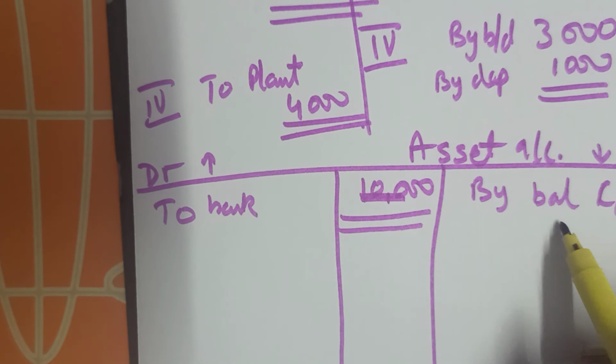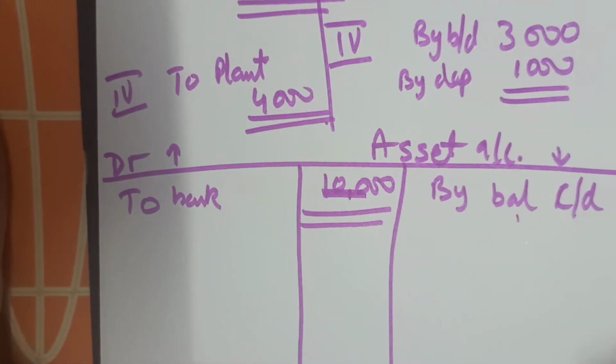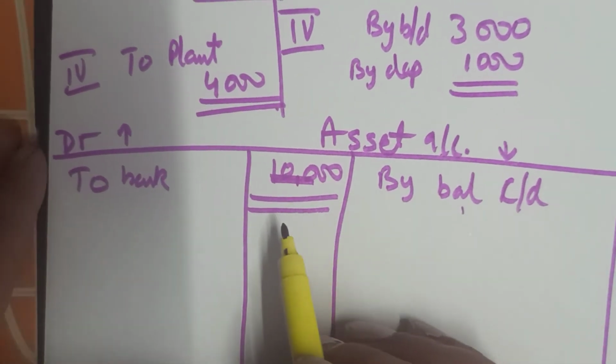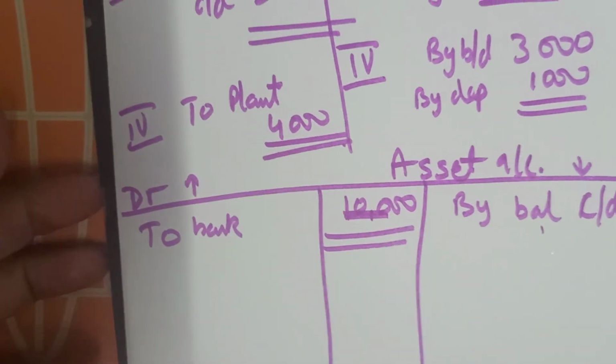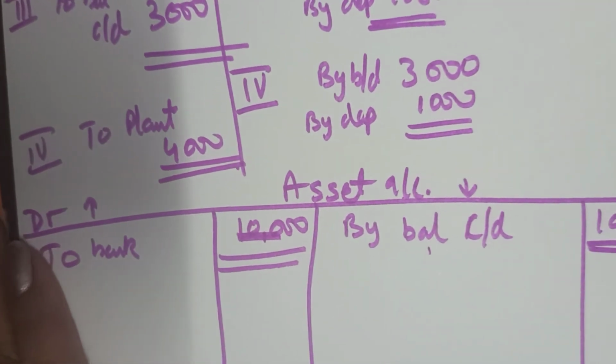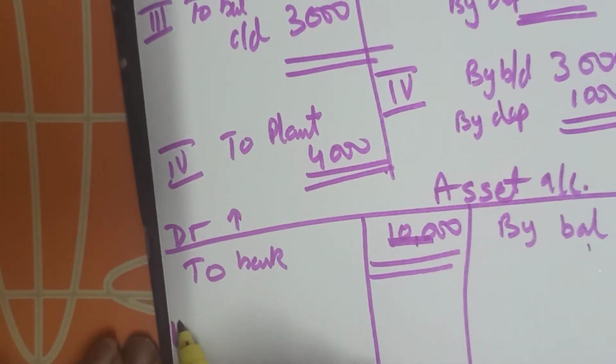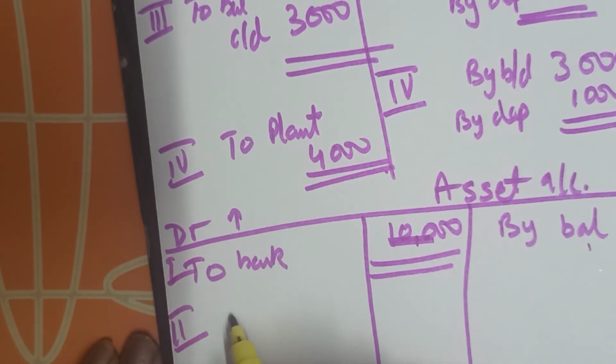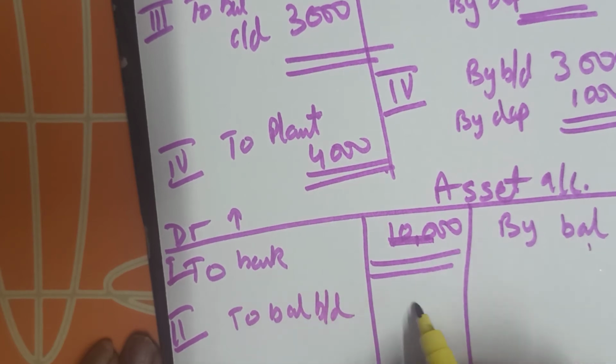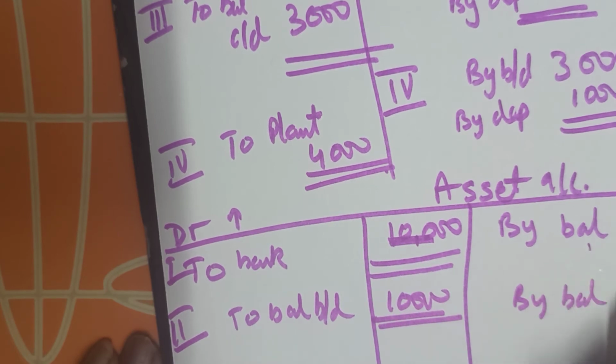But in this method that we are learning, we do not charge depreciation in the asset account. The opening and the closing balance of the asset is always the same. It does not vary. This is rupees 10,000 and 10,000 here. Second year again, to balance brought down, rupees 10,000, by balance carried down, rupees 10,000. This will be same for the third year, same for the fourth year.